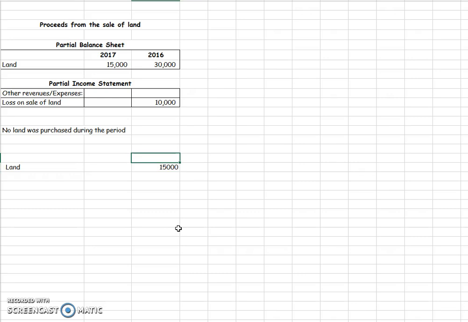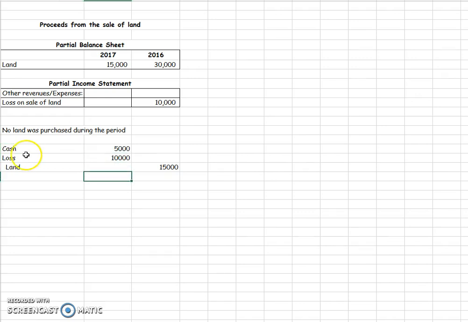Now we don't know how much cash we got, but we do look to our income statement and see that we had a loss on the sale of land. And of course this is an income statement, so this is not a debit or a credit. This is actually a loss on the sale of land. And so a loss got onto that financial statement by having a debit of $10,000. And so the balancing entry needed to be $5,000 as a debit, and that must have been the cash that we received for the sale of this land.